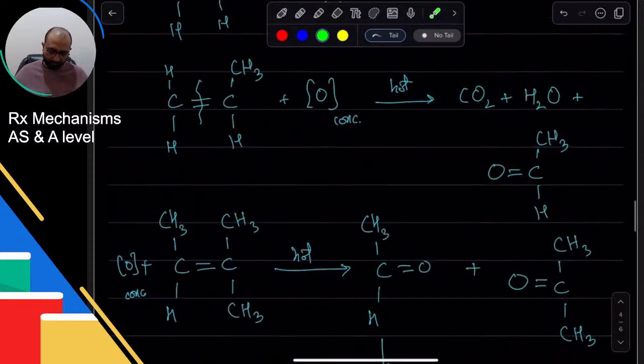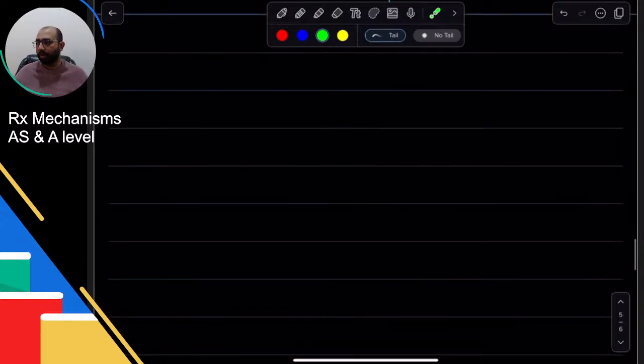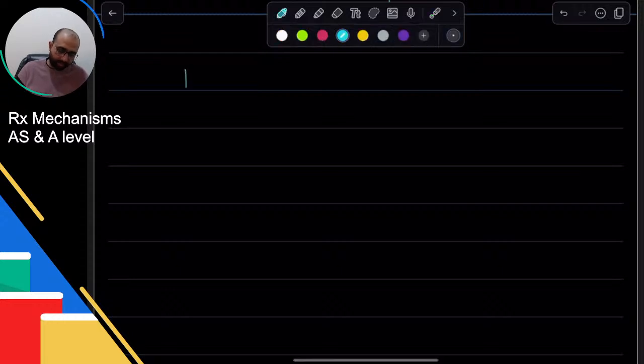All right, moving on. So now we know oxidation, and moving on, we have the nucleophilic substitution. Nucleophilic substitution usually occurs in halogen alkanes. We will represent them as RX.